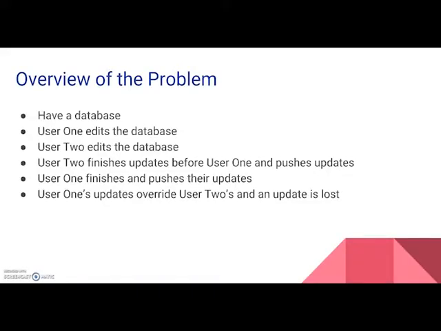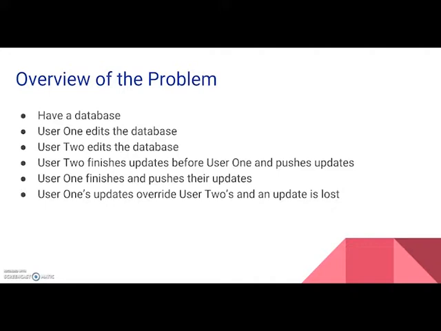So, overview of the problem. Let's say we have a database and user 1 edits the database, changes some records, and then user 2 also comes in and edits the database and edits some of the same records. User 2 finishes their updates before user 1 and pushes the updates. So basically they have changed something without user 1's knowledge. User 1 finishes and pushes their updates after user 2.